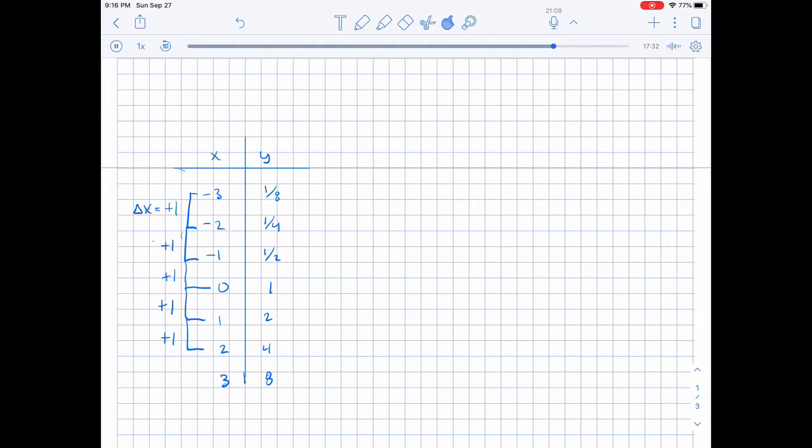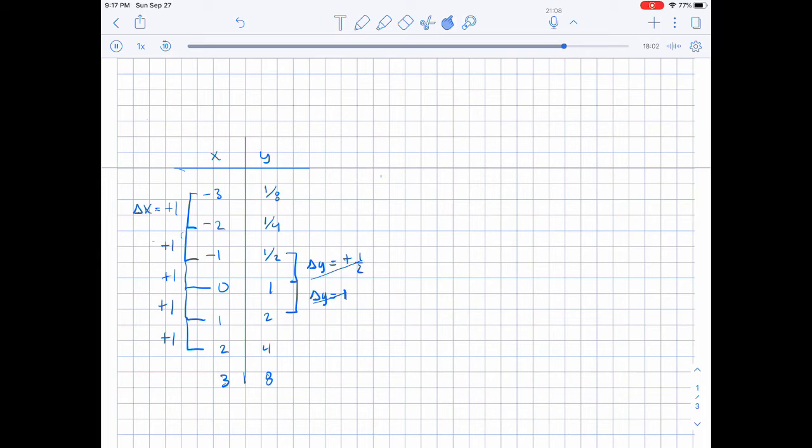Well, from 1/2 to 1, the change in y is equal to a +1/2. But the change from 1 to 2 is equal to a change of 1. Oh, and from 2 to 4 would be a change of 2. So no, I do not have a constant change in y. So let's cross that out. Instead, I'm going to look to see if I have a constant ratio.